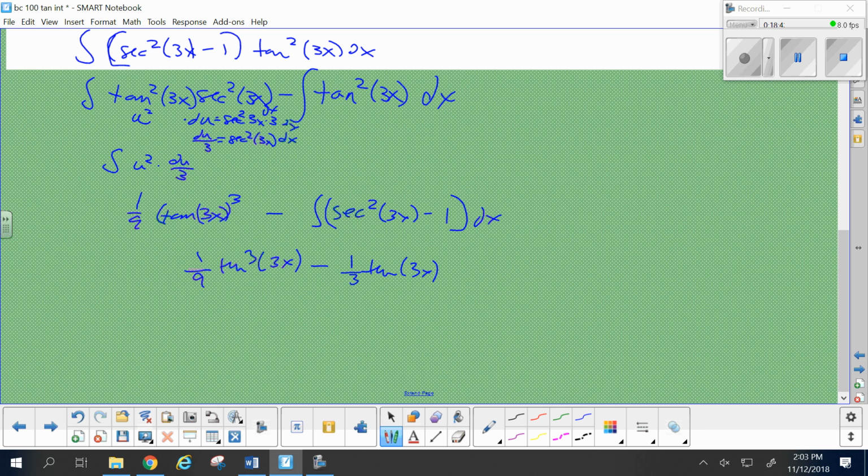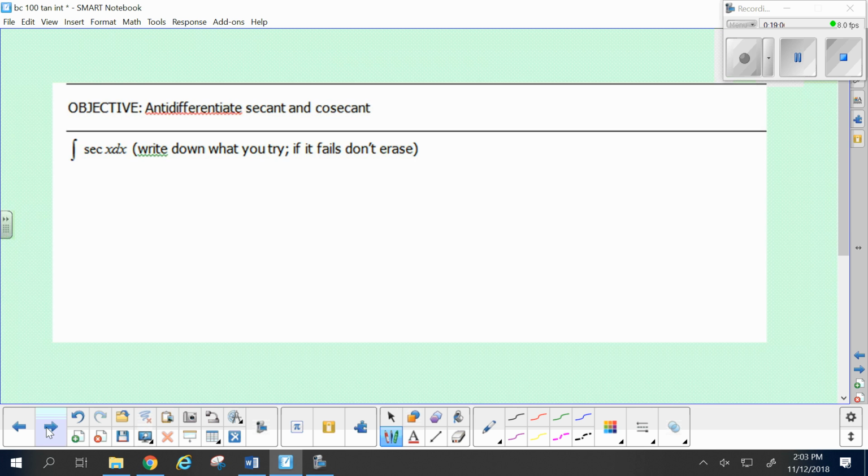Well, the derivative of tangent is secant squared 3x times 3, so that third would knock that out, so that looks good. Minus, or is it minus or plus x? Minus negative, so plus x. Alright? Now there's a lot of places to make a mistake. You follow? Okie dokie.